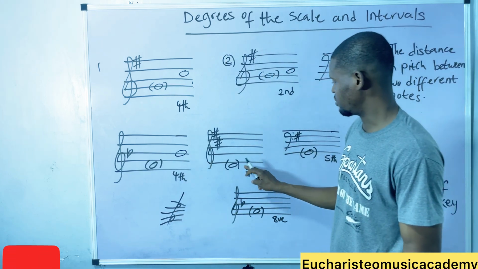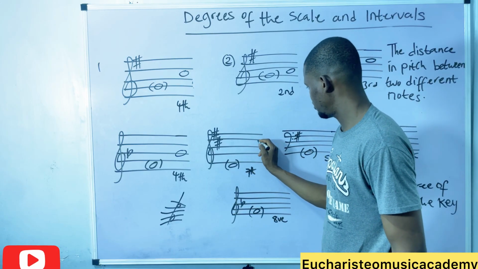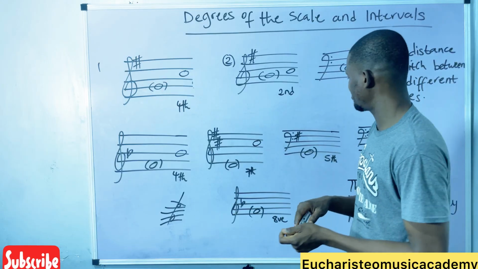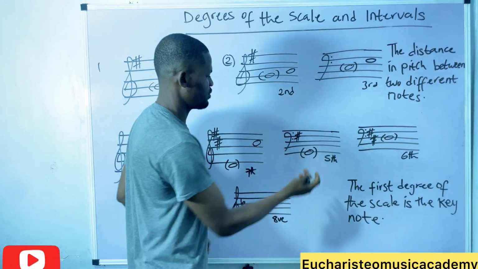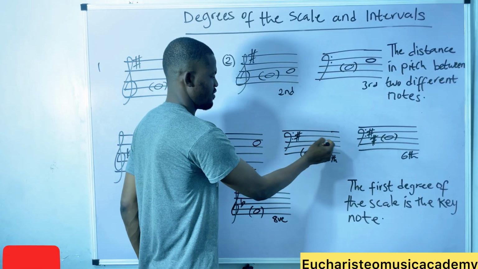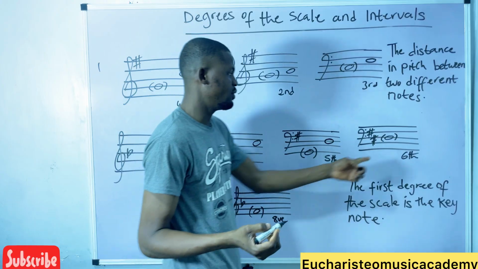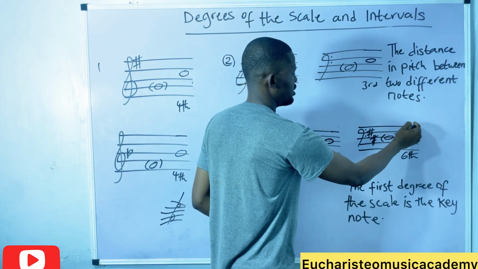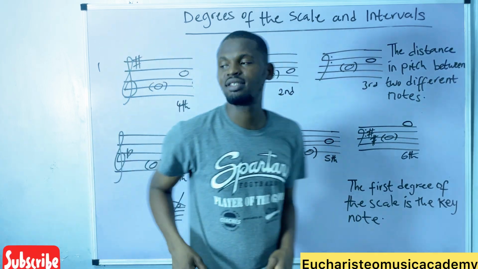Seventh, let's count: 1, 2, 3, 4, 5, 6, 7. It's very, very simple. Now, fifth, count. Line 1, 2, 3, 4, 5. Fifth, here. Simple. Sixth, let's count: 1, 2, 3, 4, 5, 6, the sixth will be on the space here. Are you seeing me? Yes.